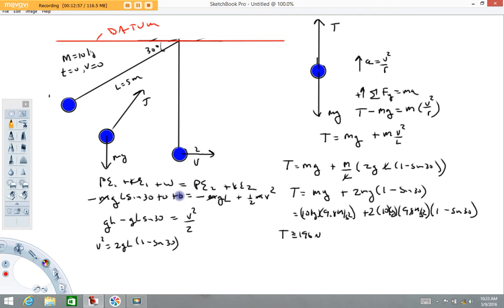So net work is 0. The work energy equation is what allowed us to get that v squared equal to 2gL times 1 minus sine 30. Plug that value here, write your new equation, simplify it a little bit, put in the numerical values. Hope that this example helped demonstrate how to do these things.